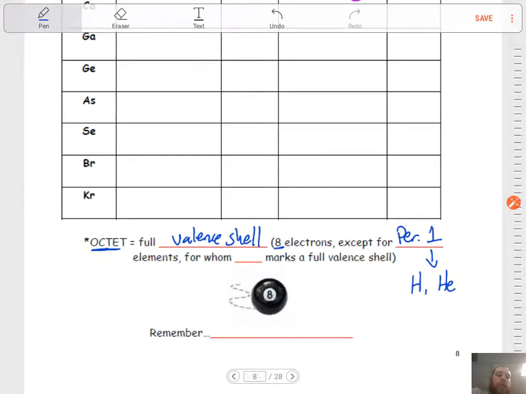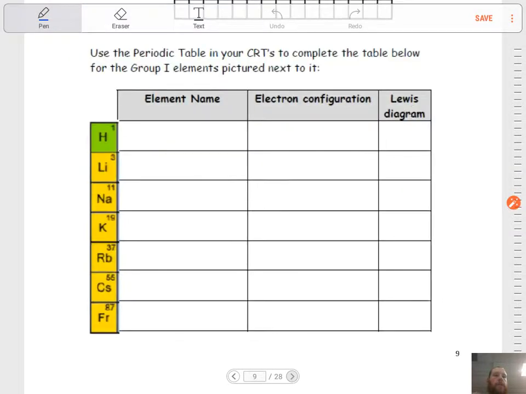The first principal energy level, remember we talked about that in the last video, PEL, can only hold 2 electrons. Think 2n squared. All right, so when you plug that in, first energy level, it can only hold 2 electrons. Therefore, they're going to be the exception. They're stable with just 2. So for them, 2 electrons marks a full valence shell. Kind of the way to remember it is 8 is great. Okay, 8 is great. That's the magic number. The only exception, like I said, are hydrogen and helium because they're in the first energy level. Okay, so let's continue on.